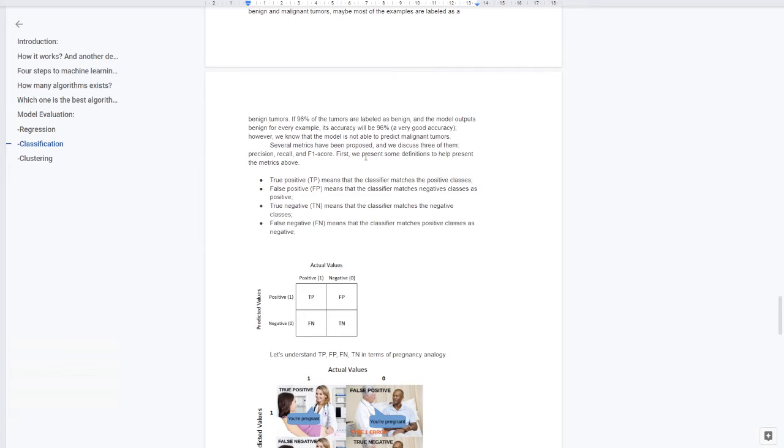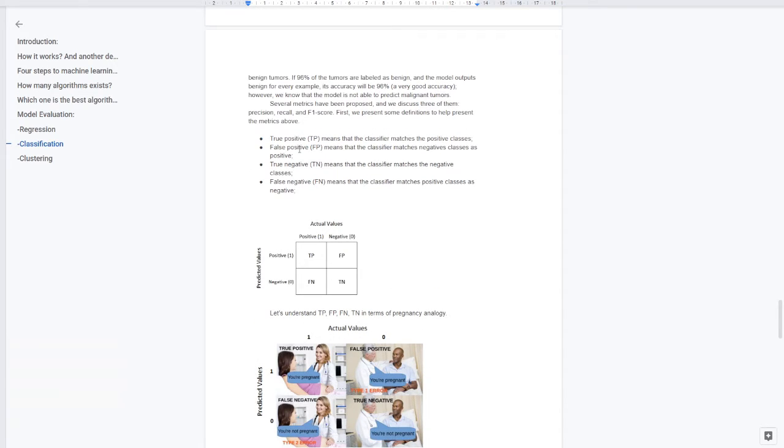Several metrics have been proposed, and we discuss three of them: precision, recall, and F1 score. First, we present some definitions to help present the metrics. True positive means the classifier matches the positive classes. False positive means that the classifier matches negative classes as positive. True negative means the classifier matches the negative classes. False negative means the classifier matches positive classes as negative.